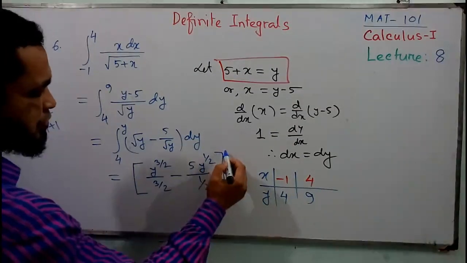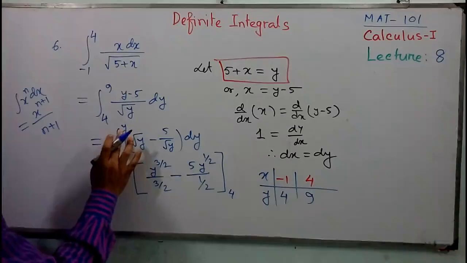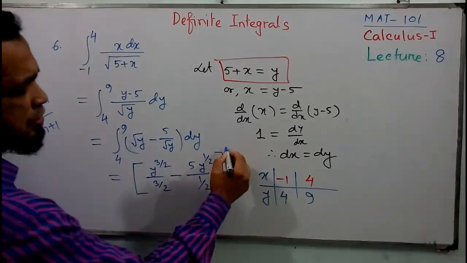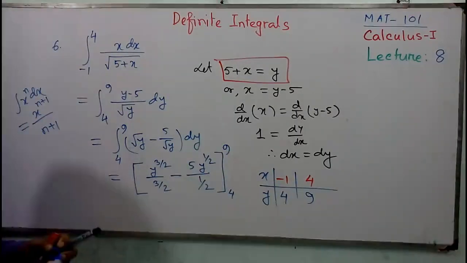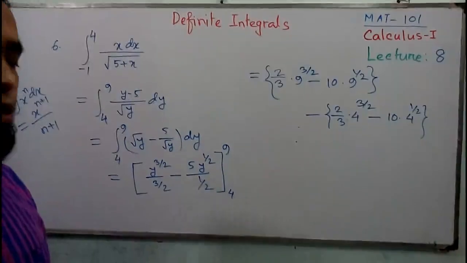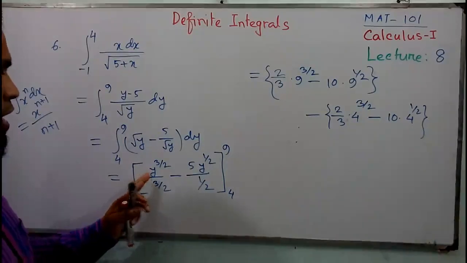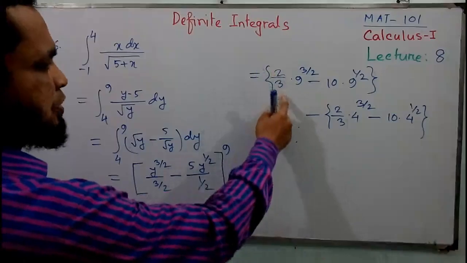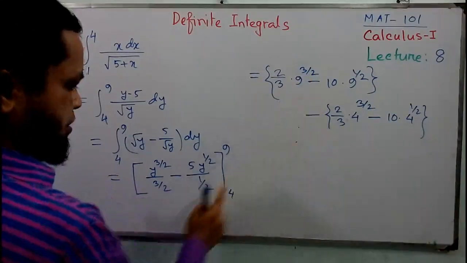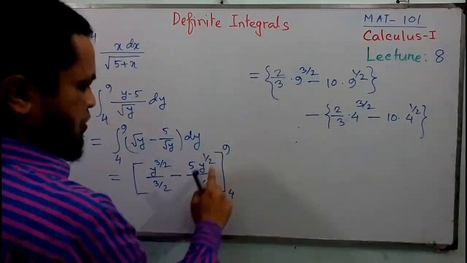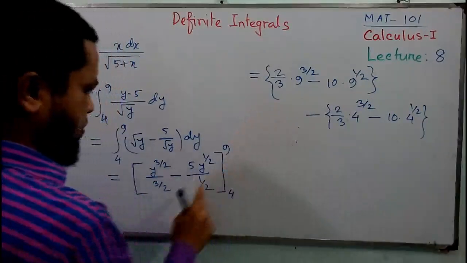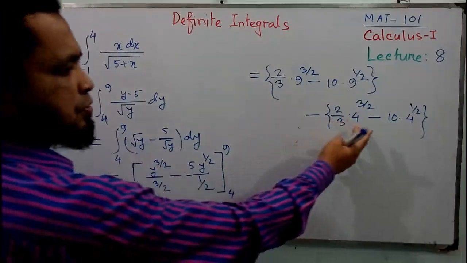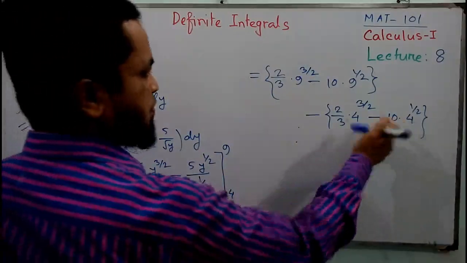4 to 9. This is not y, it should be 9. I forgot this, that is, it will be 9. Now you apply upper limit 9 and lower limit 4, and you will get 2 by 3, 9 to the power 3 by 2 minus 10, 9 to the power half. This is upper limit, minus lower limit is 2 by 3, 4 to the power 3 by 2 minus 10, 4 to the power half.